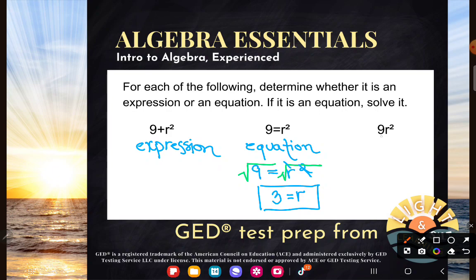All right, now look at the next example. 9r squared. A lot of students, just to make sense of this, kind of want to visually shove in an equal sign with their eyeballs. But you guys, there's no equal sign there. So what's happening here? It says 9 is multiplying by some unknown r squared. Okay, that's interesting information, but it's just an expression. There's no clues. There's no equal something else. I don't have an equation. I don't have a relationship. I cannot solve.